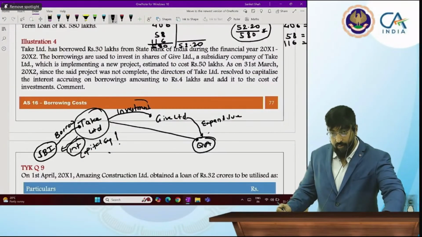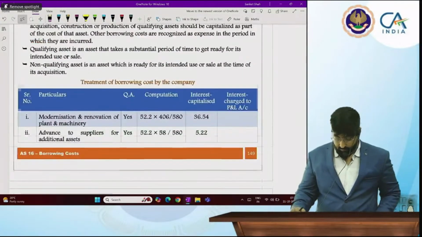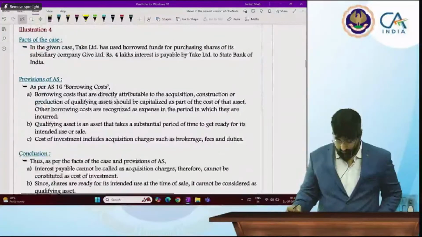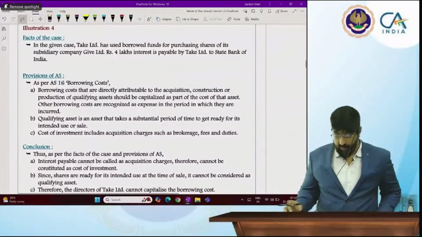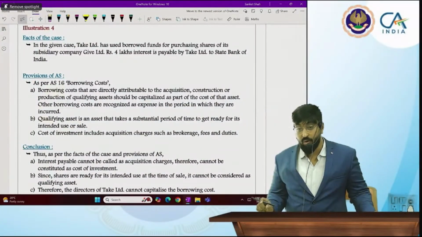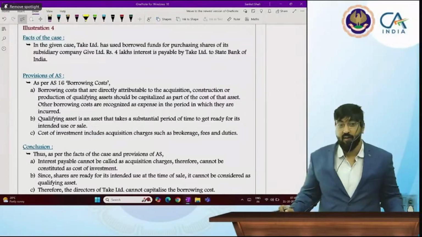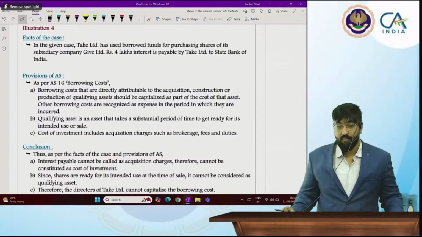So how to read the answer? See, don't write like this. It is not allowed, or it is not the capital expenditure, it is revenue expenditure. No. You have to write it in the proper way: facts of the case, provision and conclusion. Read it. Facts of the case.